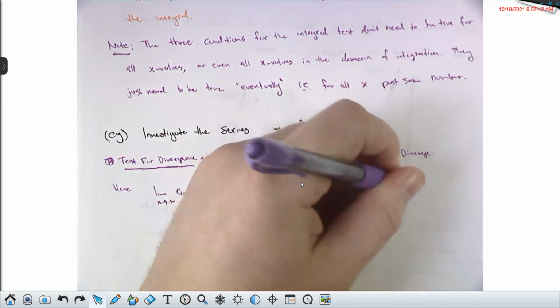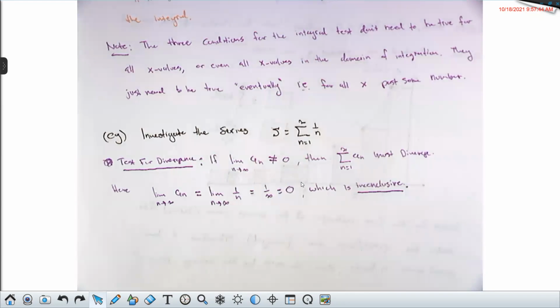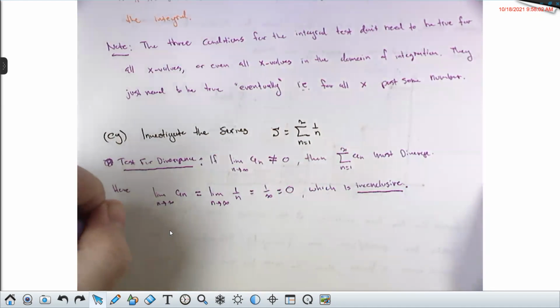And be careful. There's a reason I ask this question, because it is such a common trap. The limit of the a_n's being 0 is inconclusive. If this limit came out to anything other than 0, then I could say the series diverges. But if the limit comes out to 0, it could go either way. So instead, I'm going to use the integral test.